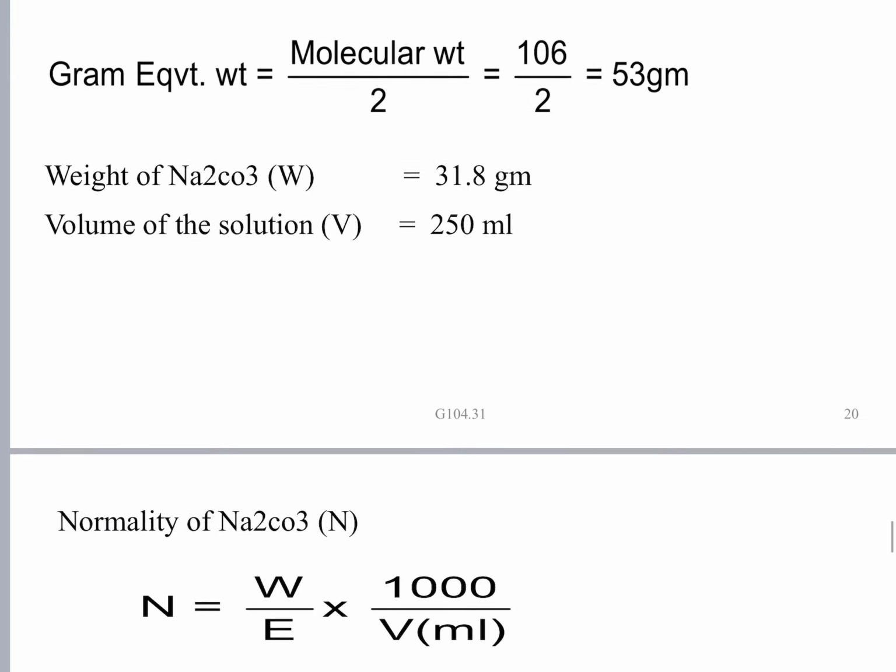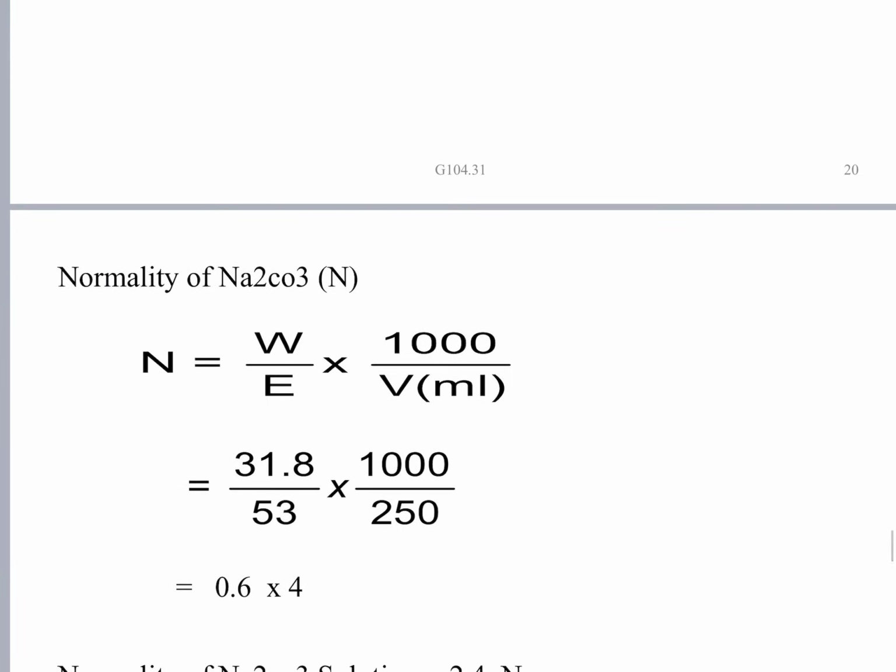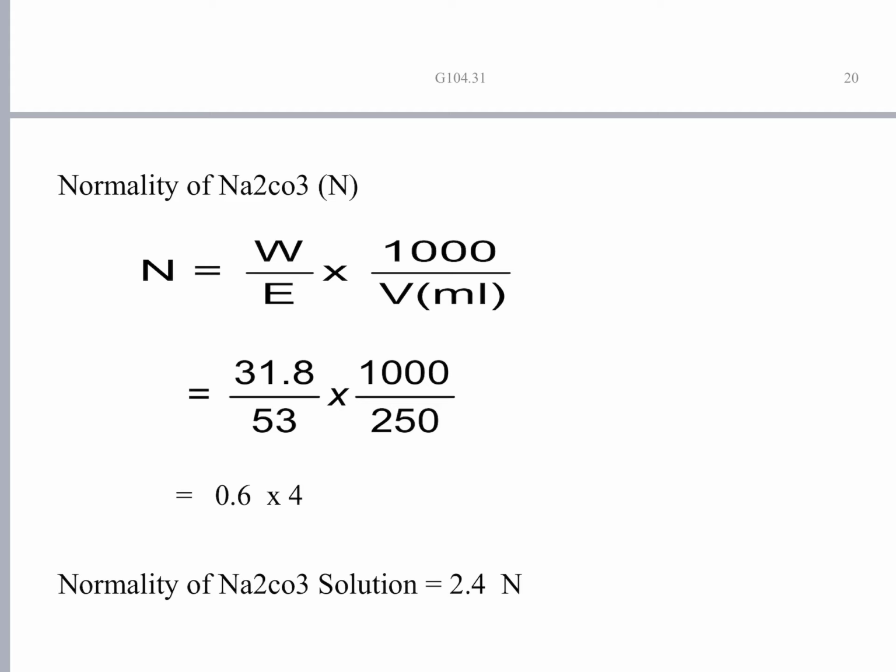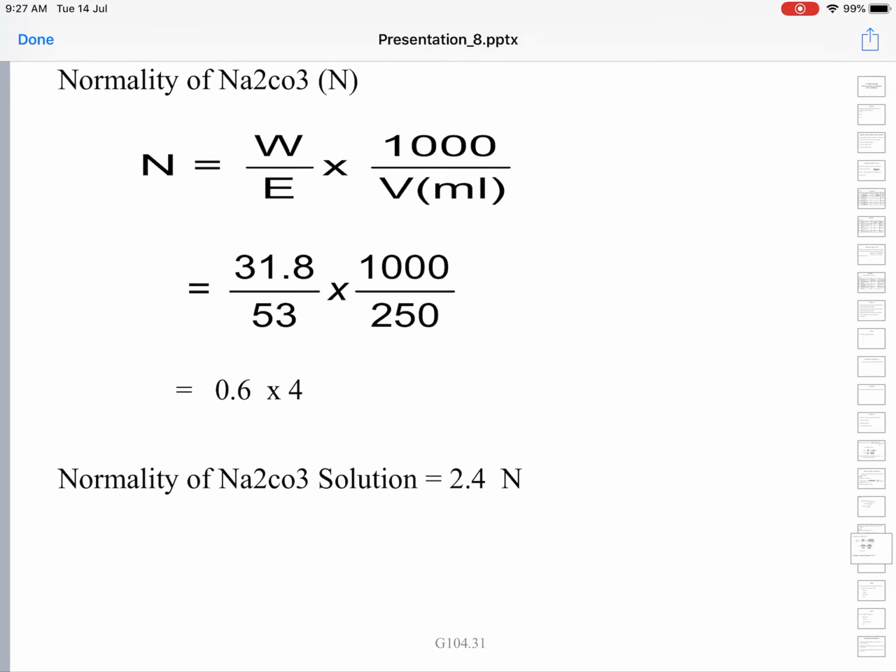Now let us write the formula. Formula always carries marks, so you have to write the formula. Normality is equal to weight by gram equivalent weight into 1000 by volume in milliliters. That is 31.8 by 53 into 1000 by 250. That comes to 2.4 N.